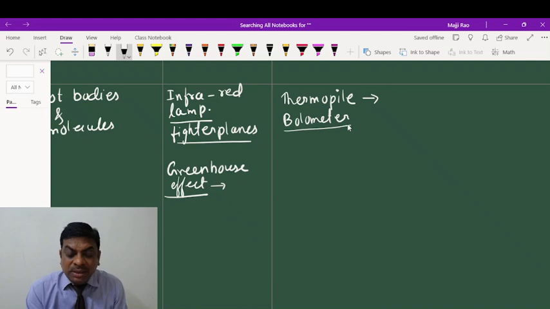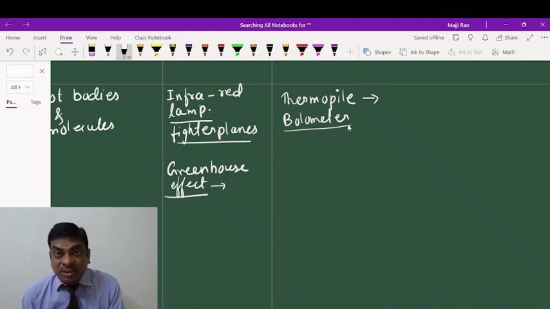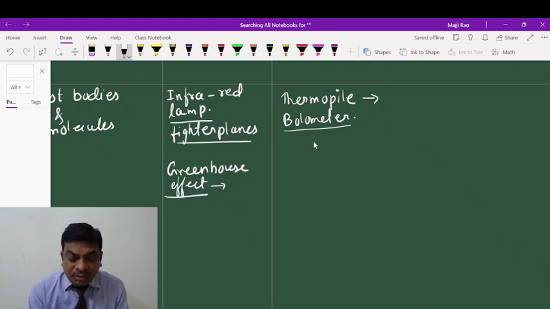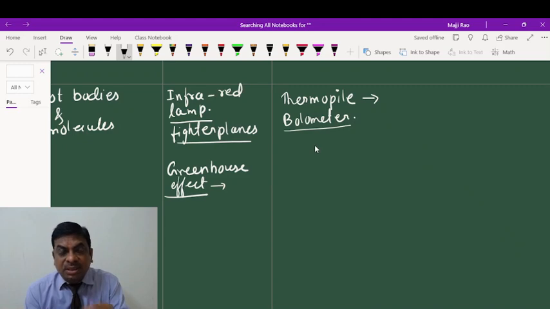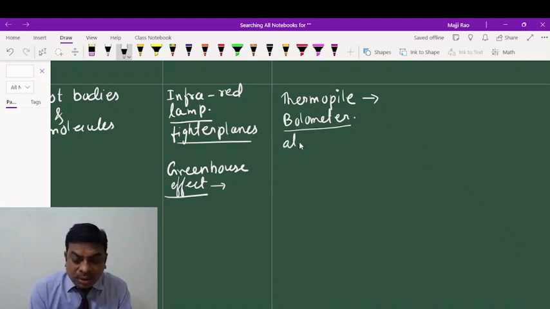Then bolometer is basically made up of resistances. It measures the change in resistance of a platinum wire due to temperature. And even temperature measuring thermometers are also there. For example, an alcohol thermometer can also be used to detect infrared radiation.